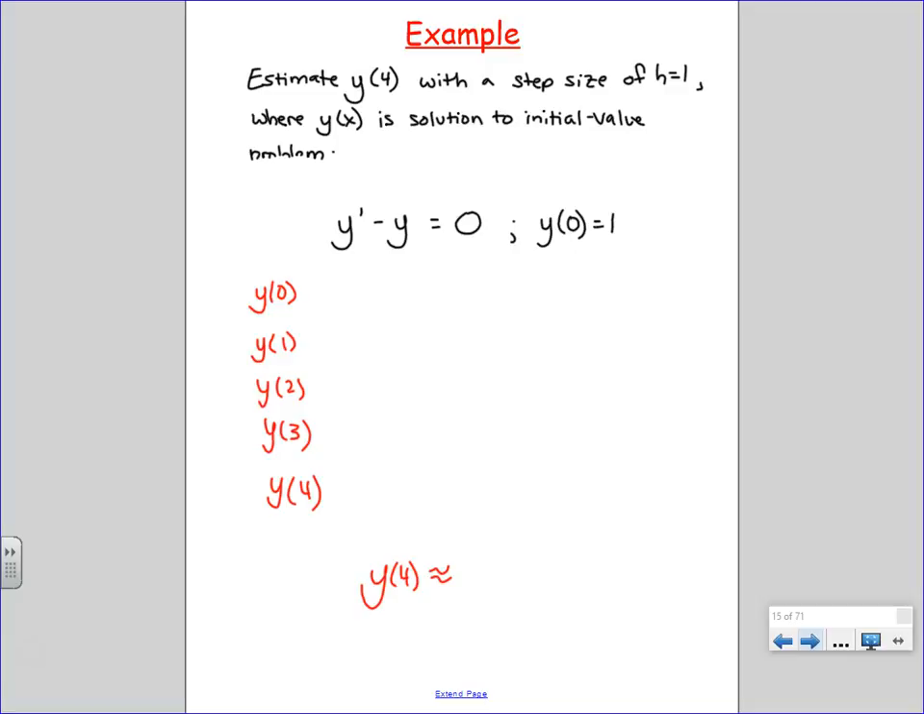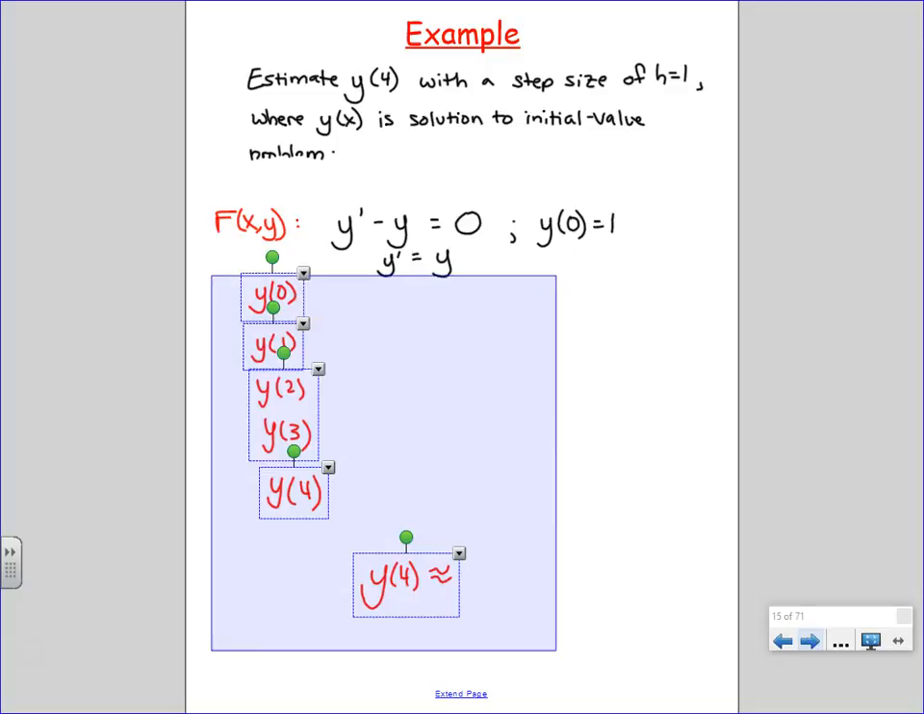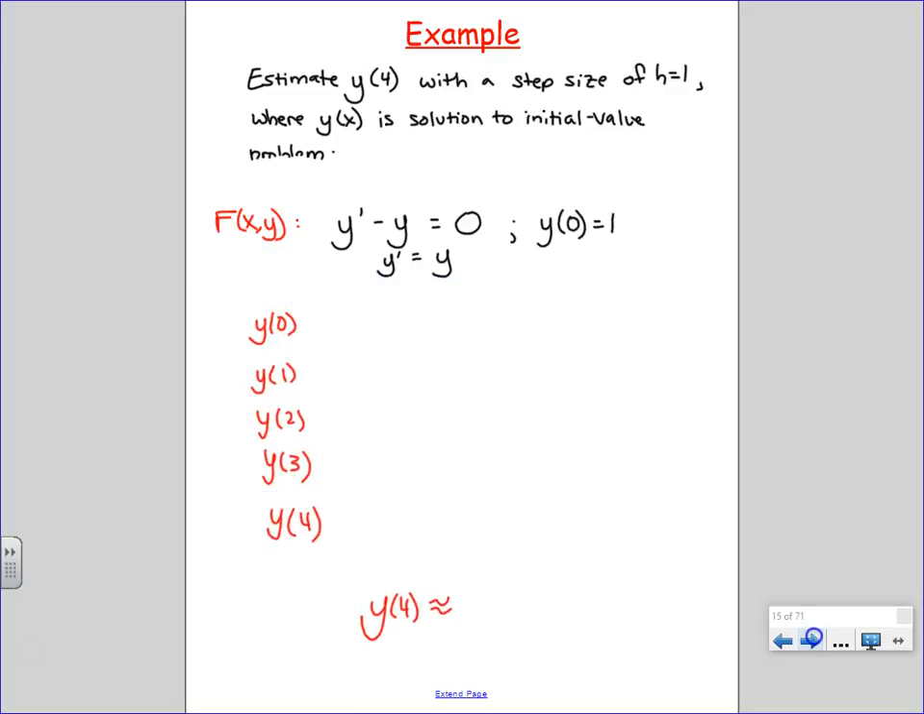Now, they don't give us a function, but they did give us a differential equation. So we could rearrange this if it helps. We could go ahead and make it y prime equals y. You can't always rearrange it, so you have to be careful, but this one you can. So y prime equals y, so dy/dx equals y.